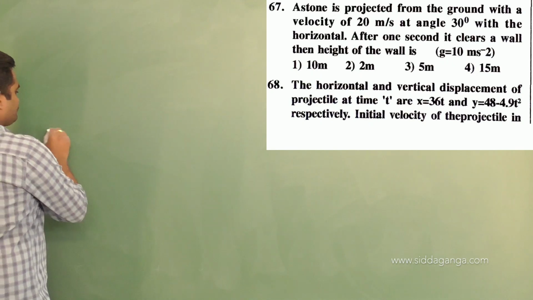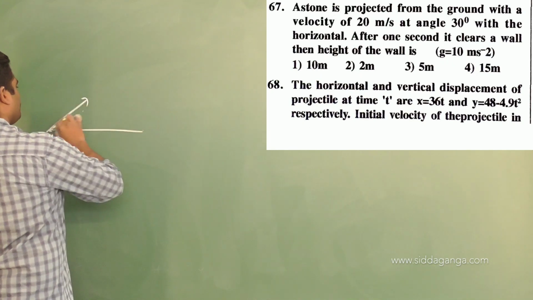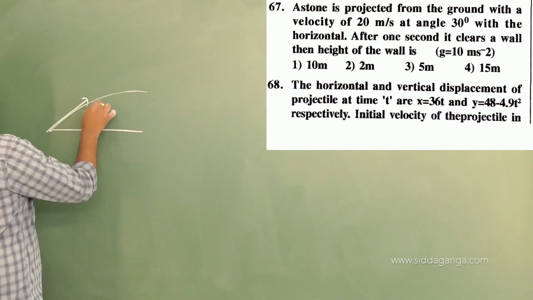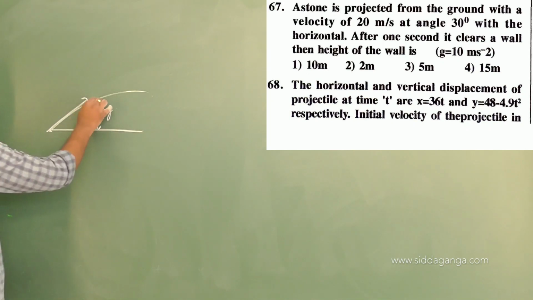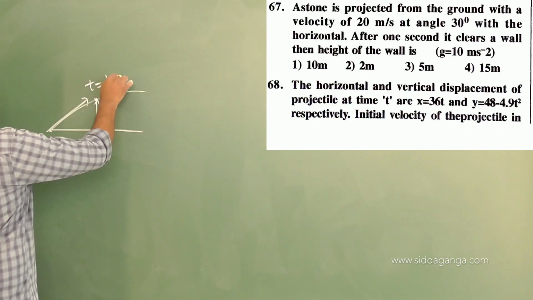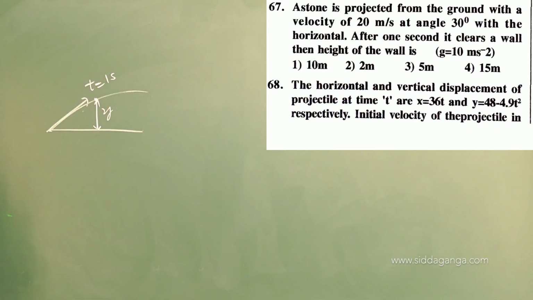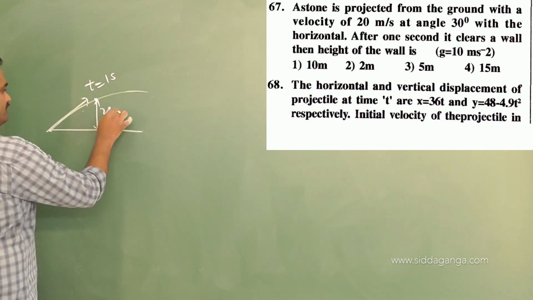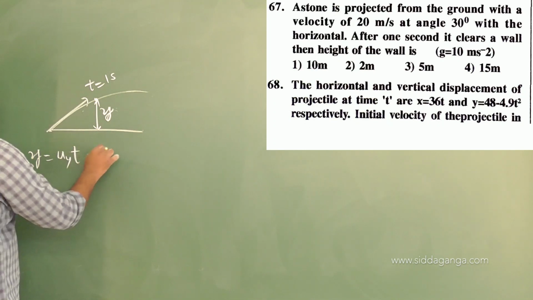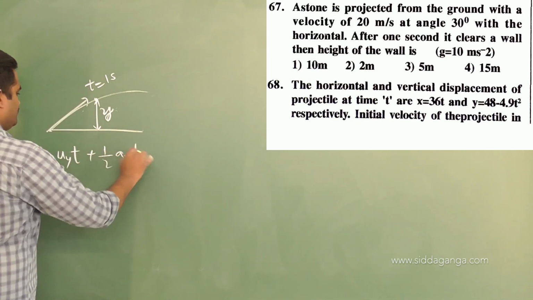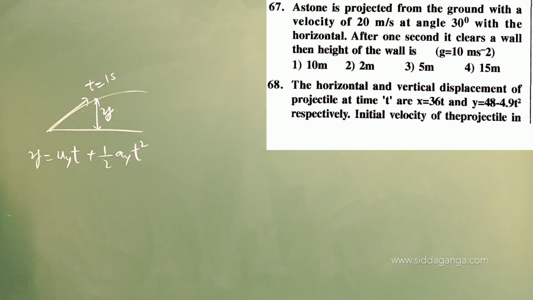See, like this. This is the wall we have, of height how much? Some y. Now to travel to this point, the time taken is how much? 1 second they have given. That's it, right? It clears the wall in 1 second. What is the height of this wall they are asking? You know, y equals what actually? Uy into t plus half ay into t square. Aware? So what is uy?